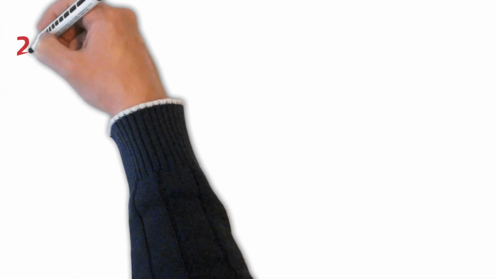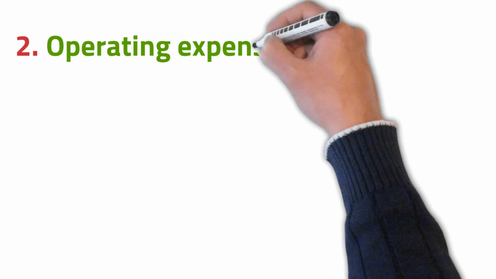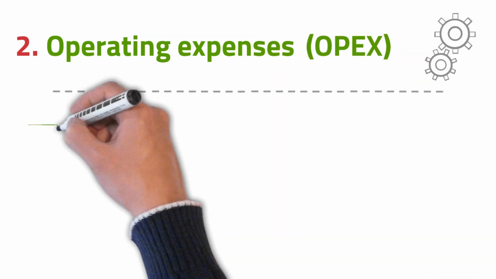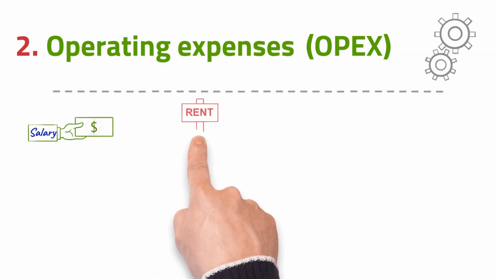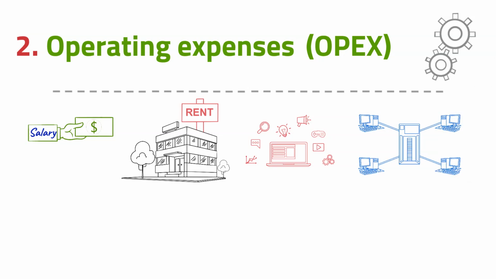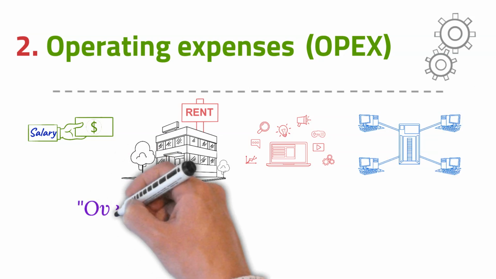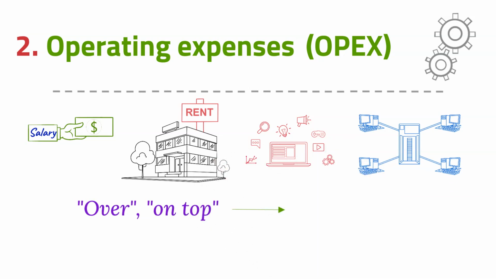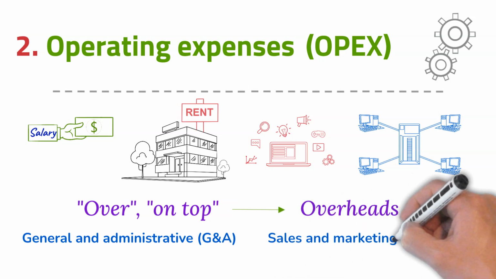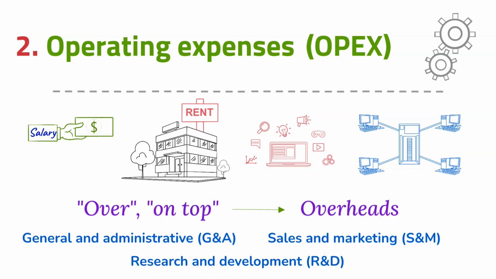The second bucket, operating expenses, also called OPEX. These are costs necessary to run your company whether you sell apples or not. That could be your own salary, rent, marketing, IT expenses, etc. Again, you have these costs irrespectively whether you sell apples or not. Often, they are also called overheads, like the costs on top of the cost of sales. And these expenses are also often allocated into subcategories. General and administrative or G&A, sales and marketing or S&D, research and development or R&D.